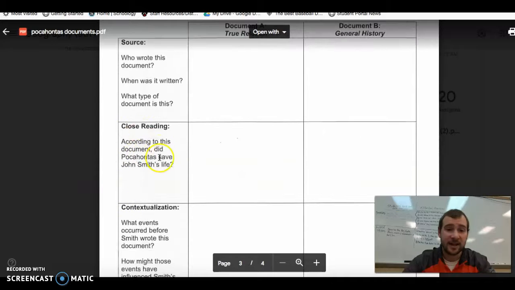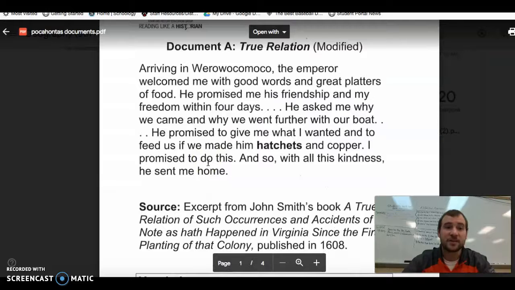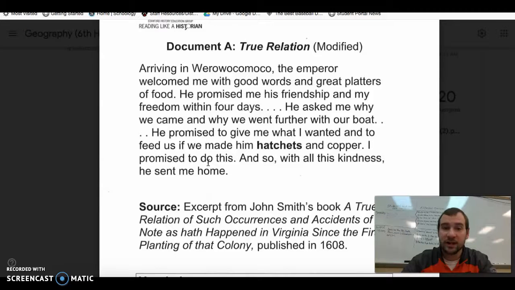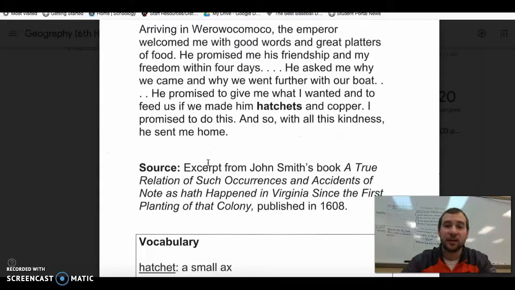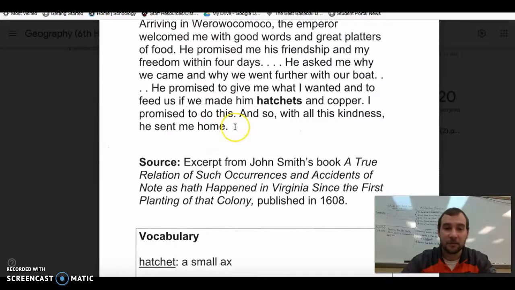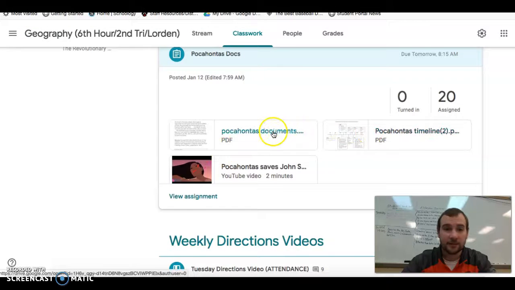It says, according to this document, did Pocahontas save John Smith's life? Well, let's go back and look. The first document says, arriving in Werowocomoco, sorry, can't pronounce that word, the emperor welcomed me with good words and great platters of food. He promised me his friendship and my freedom within 4 days, so he's captive. He asked me why we came and why we went further with our boat. He promised to give me what I wanted and to feed us if we made him hatchets and copper. I promised to do this, and so, with all this kindness, he sent me home. So with that, there's really no evidence of Pocahontas saving him.